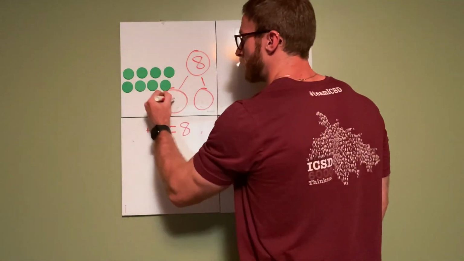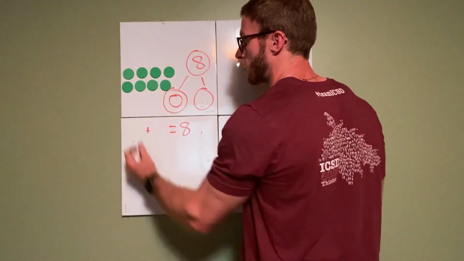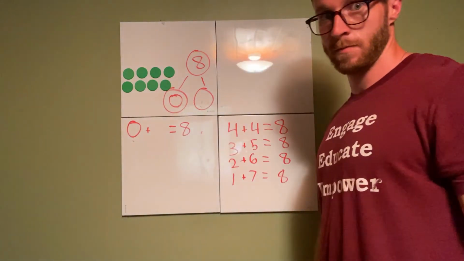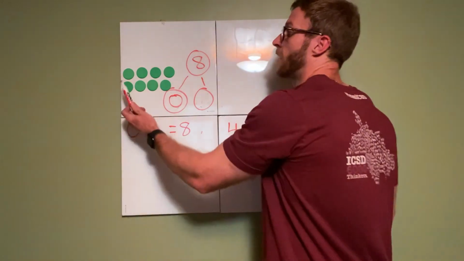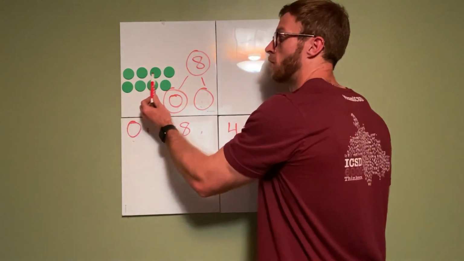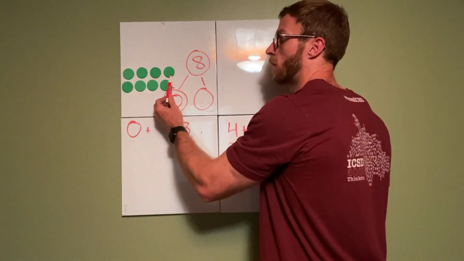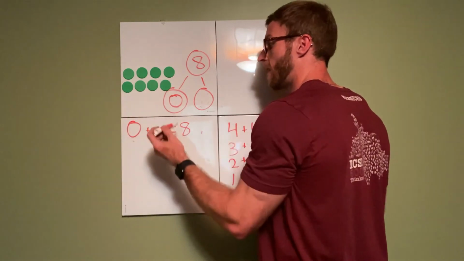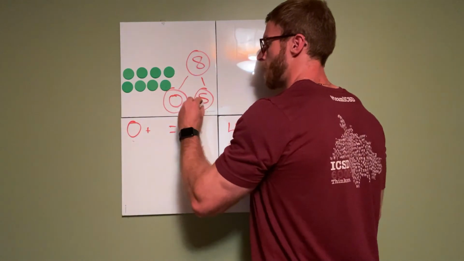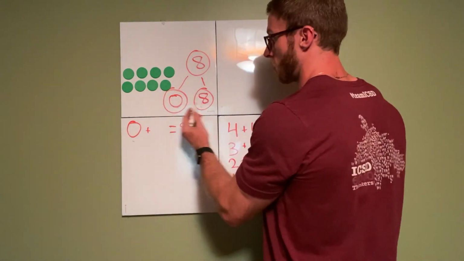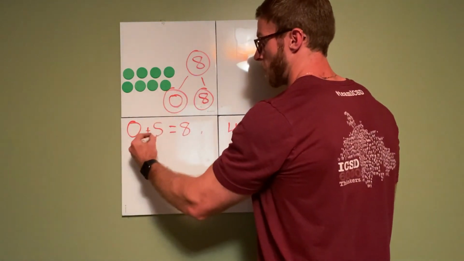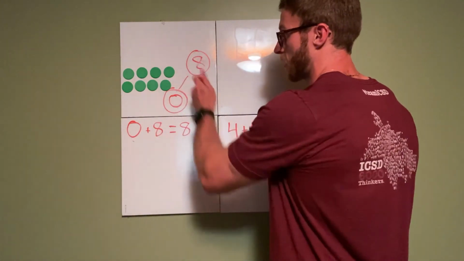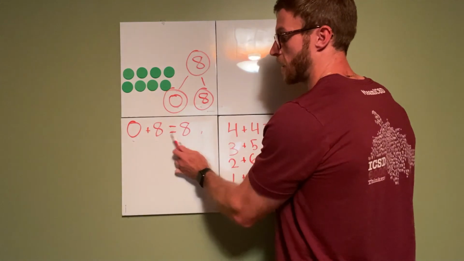So we have 0 up top. So one of our parts is 0. Now how many do we have on the bottom here? Let's count together. Ready? 1, 2, 3, 4, 5, 6, 7, 8. We have all 8 on the bottom. Here's our other part. I'm going to write it down here. Part plus part equals whole. 0 plus 8 equals 8.